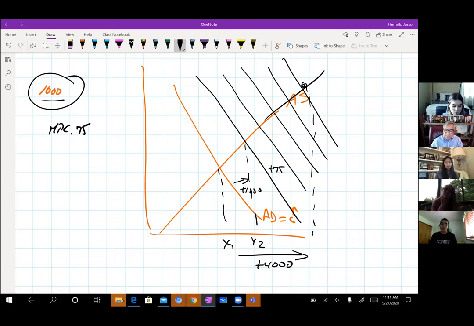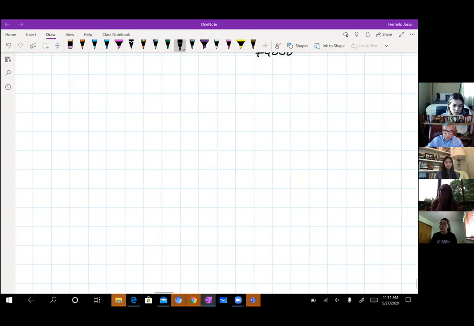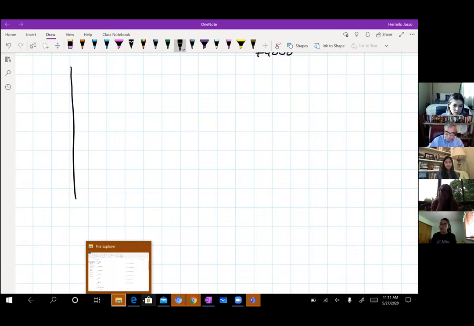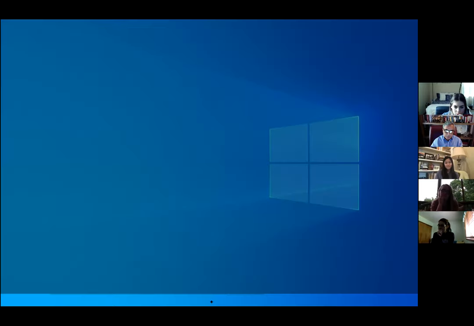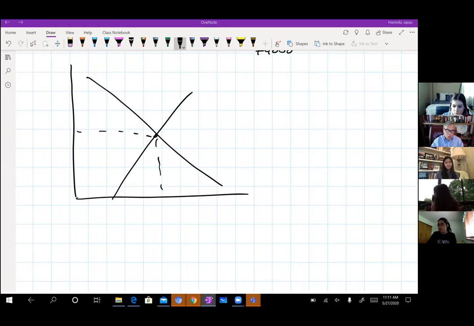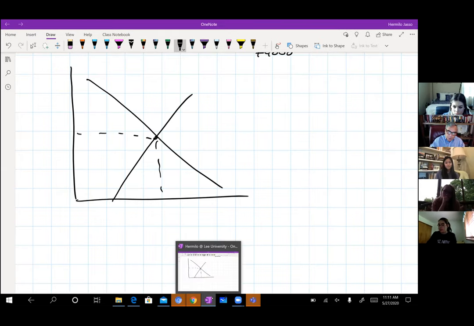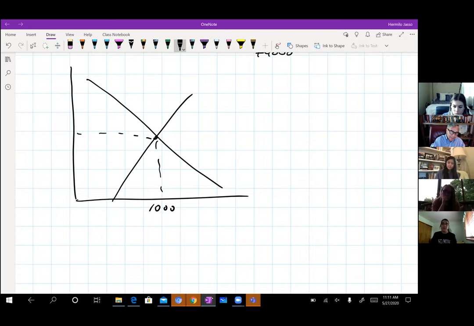Okay, so now we're going to jump into the next chapter, because the next three chapters are all together. So look at this. Let's assume that the economy is presently right here. The economy is producing, let's say, 1,000. Price is 1.6. I'm just making something up like this, okay? So now the economy goes into a recession, and aggregate demand decreases.